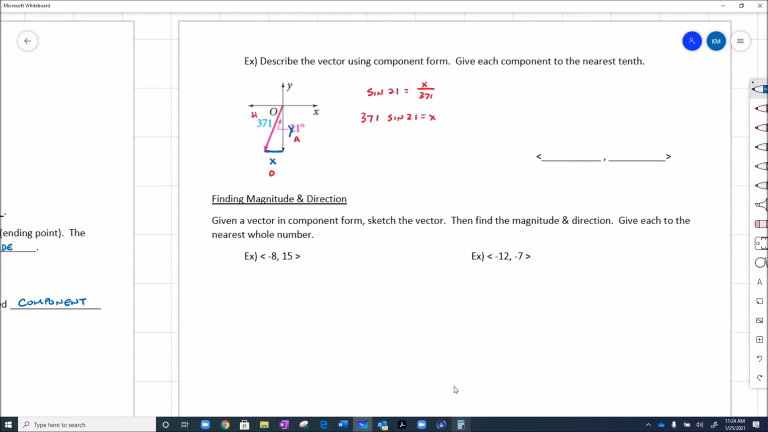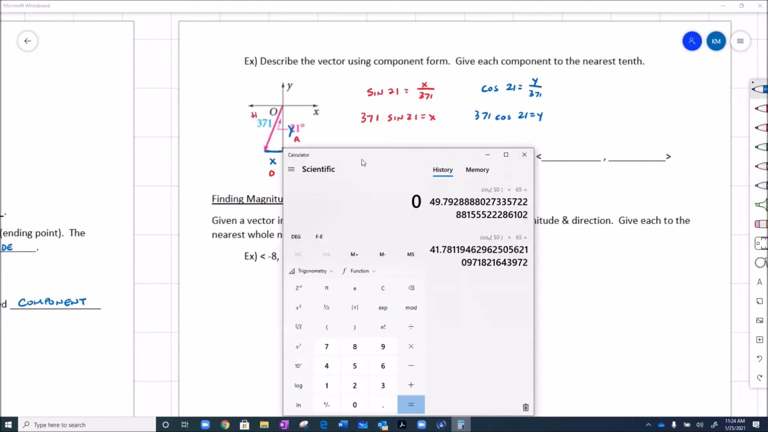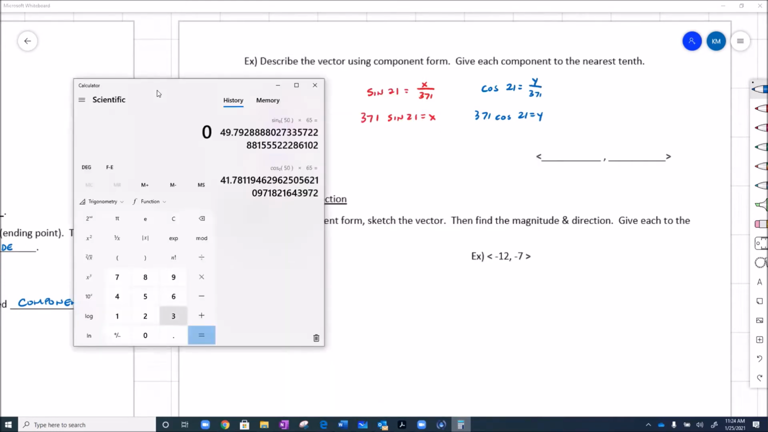To find Y, it's adjacent hypotenuse, cosine. So cosine 21 equals adjacent Y over hypotenuse 371. 371 times cosine 21. Okay, so I have those values. Now I'm going to plug them into my calculator. I wanted to get that all down so I didn't have to bring up and down the calculator multiple times. So my calculator, so I can actually write on it.